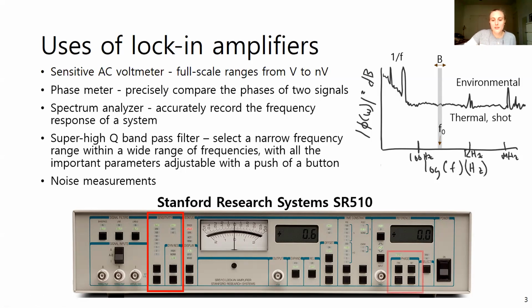And then with the phase sensitive measurements here, this is where you would provide your reference signal and you can tune the phase of your signal. This is a 90-degree step, and if you want more precise changes in the degrees, you would hit these buttons. So this is how you would use it as a phase meter, shifting the phase of your signal.